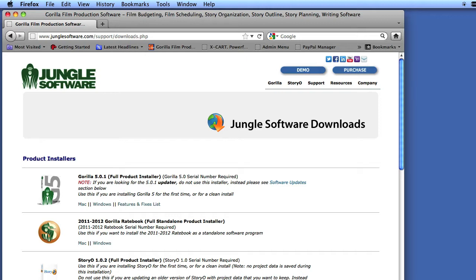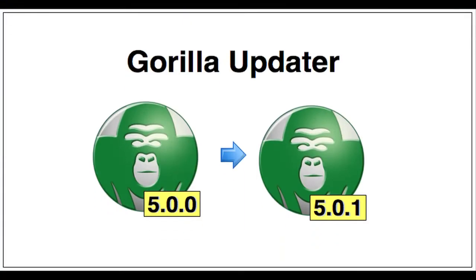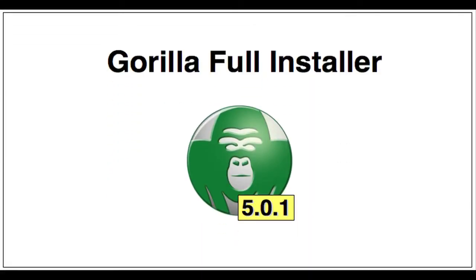There are two ways to update your copy of Gorilla to the latest version, and I'm going to show you both ways. The first way is to use the Gorilla Updater. Use this method if you have multiple schedules and/or budgets and want to transfer those schedules and budgets to the new version. The second way is to install the full installer, which will place a new version of Gorilla in your Gorilla 5 folder.